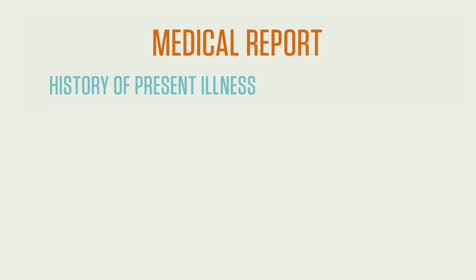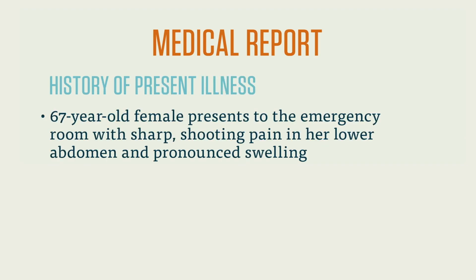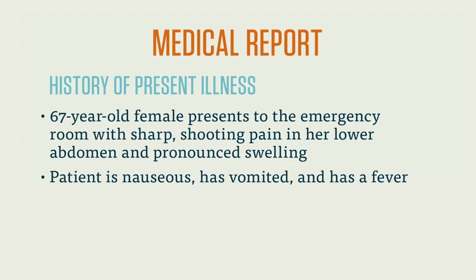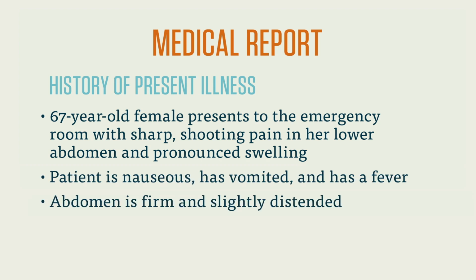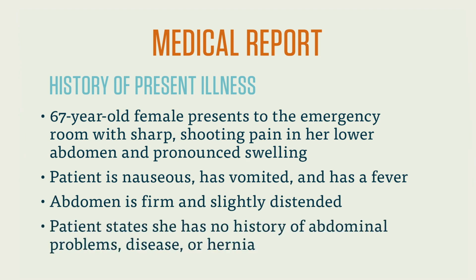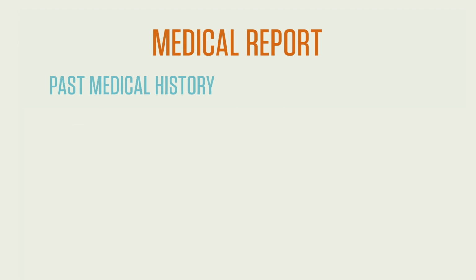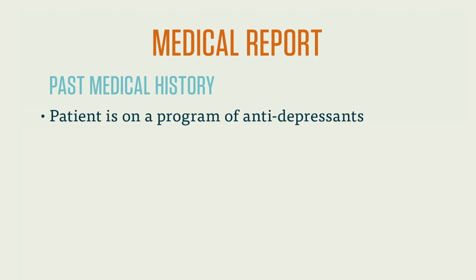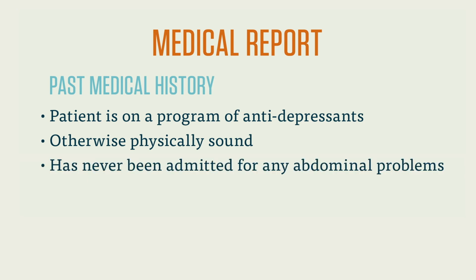History of present illness. Patient is a 67-year-old female, presents to the emergency room with sharp, shooting pain in her lower abdomen and pronounced swelling. Patient is nauseous, has vomited, and has a fever. Abdomen is firm and slightly distended. Patient states she has no history of abdominal problems, disease, or hernia. Past medical history. Patient is on a program of antidepressants but is otherwise physically sound. States she has never been admitted for any abdominal problems.